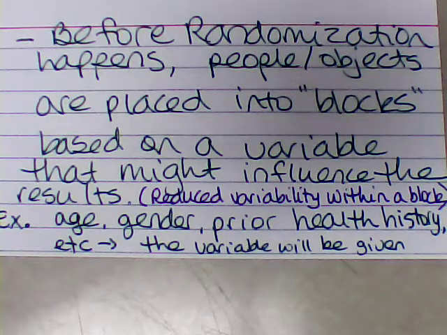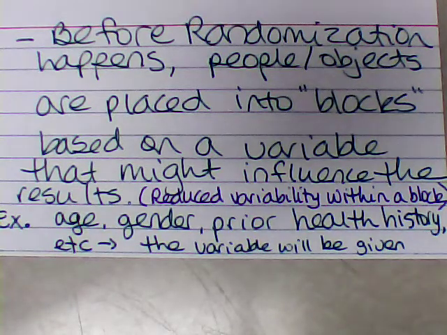Examples of things you can block by. Sometimes experiments are blocked by age. If you think age might influence results, maybe put younger people in one block, middle-aged people in a block, and maybe senior citizens in a block. Maybe you think gender will influence results, so you would put males in a block and females in a block. Prior health history: maybe you've got people that smoke in one group and people that haven't smoked in another group, or have no history of smoking.